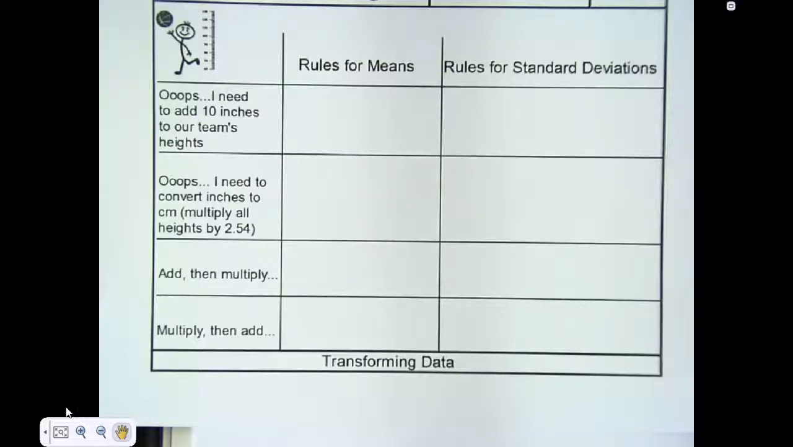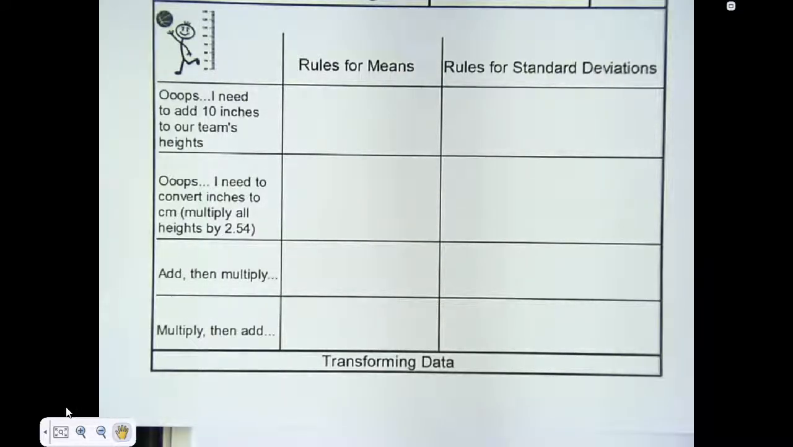So we're going to start and look at the examples we have here. For instance, the first problem said we have the rules for the mean. So we'll go through and do the rules for the means first. If I had a data set that says, oops, I need to add 10 inches to our team's height, how do we figure out the new mean without calculating?